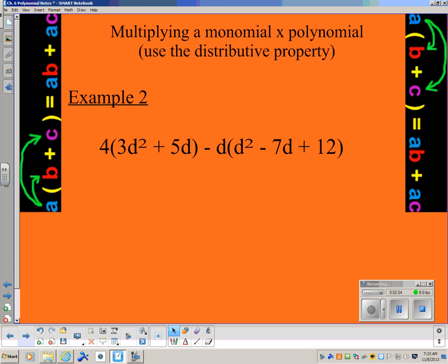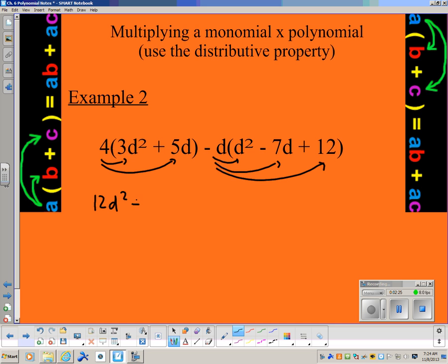The next one here, multiplying a monomial by a polynomial, again using that distributive property. So we've got 2 of them going on here. We've got to distribute the 4 through the parentheses here. And over here, I want to distribute the negative d through, the minus d all the way through. So if I do that, 4 times 3d squared gives me 12d squared. Plus 4 times 5 is 20. And then I'm just going to write down the d.